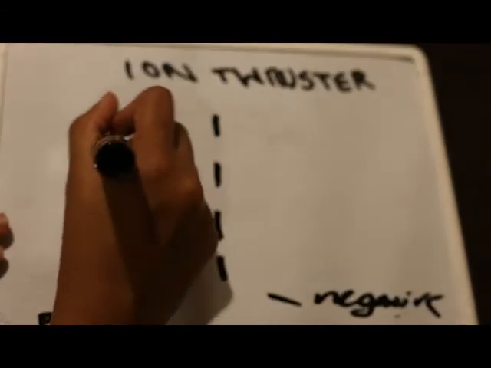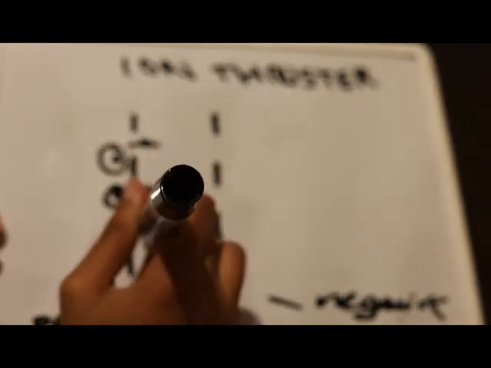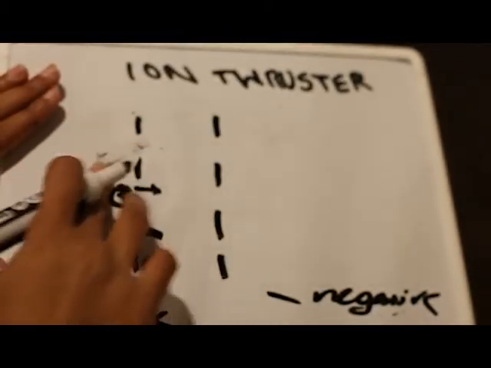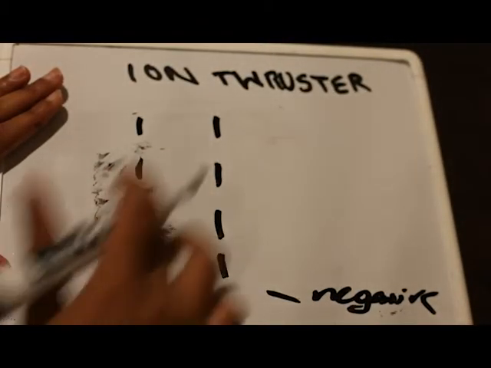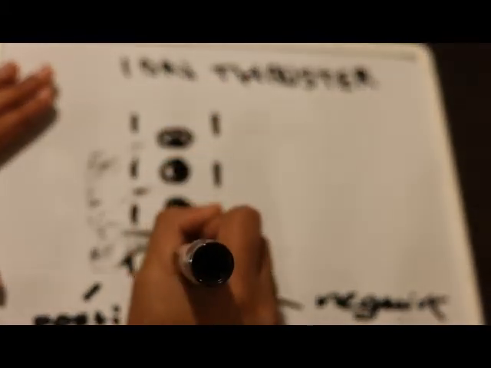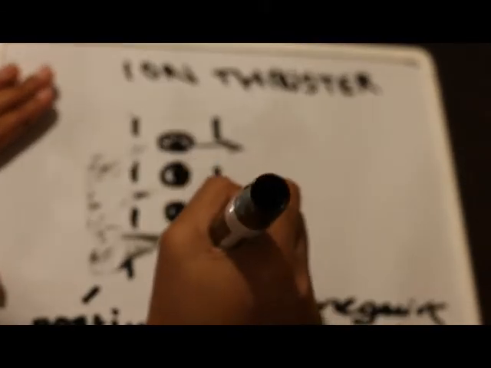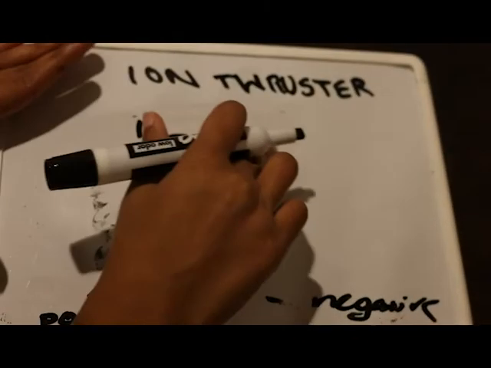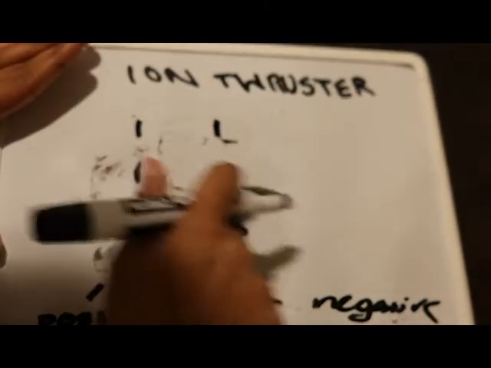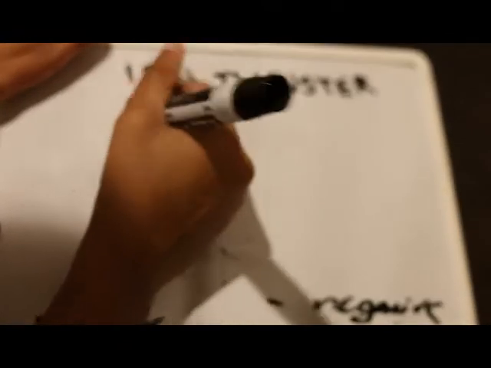So as these positively charged ions move through the positive charge grid, this creates a plasma. So they are now in plasma form. And as this plasma passes through the negatively charged grid, they generate this thrust to move forward. So this is where it gets accelerated. And here, let's just erase that. This is not too pretty.